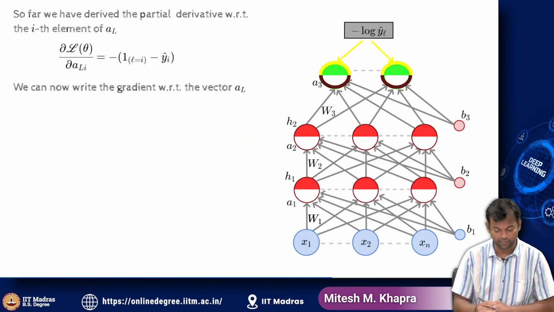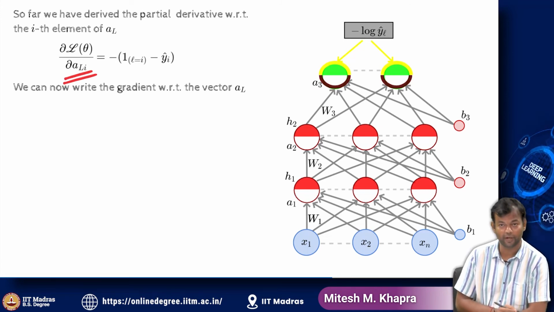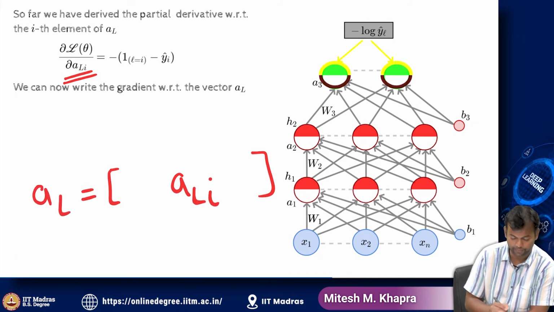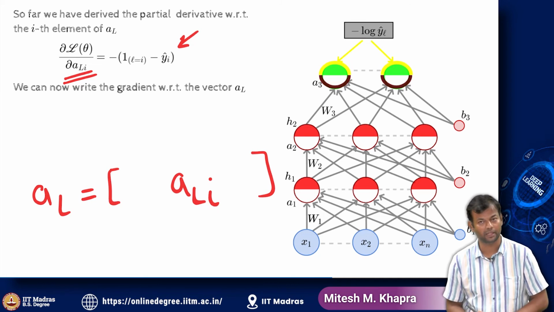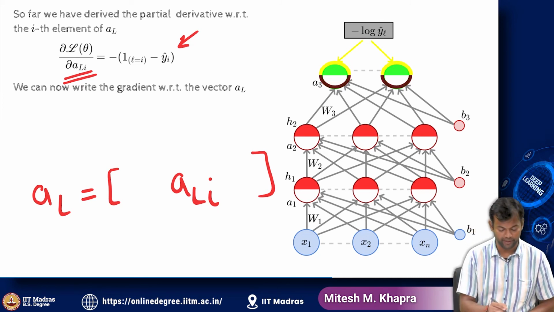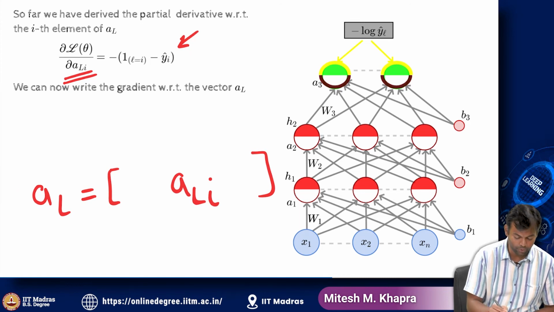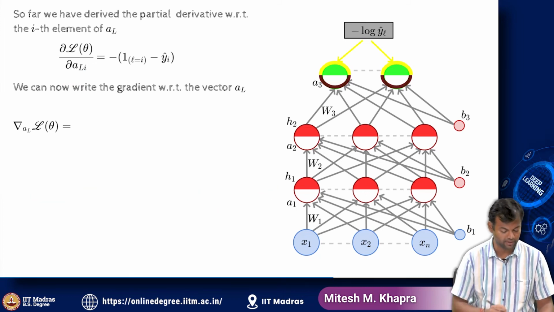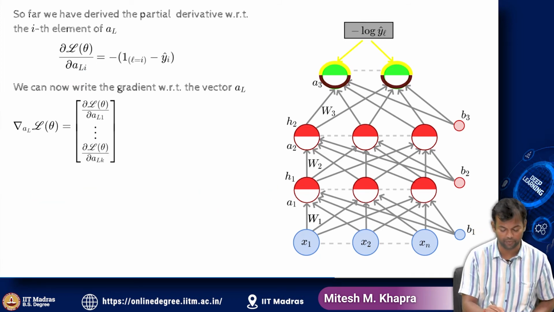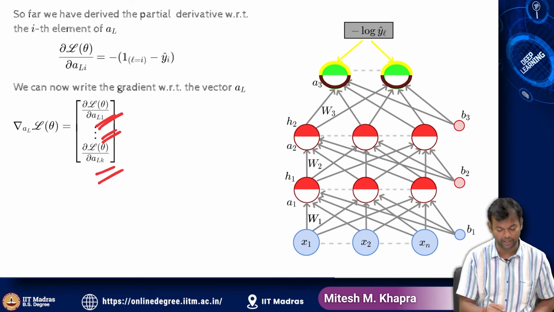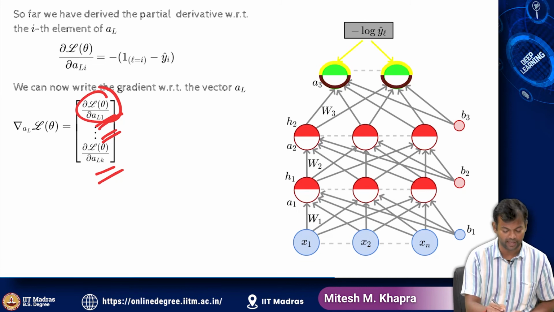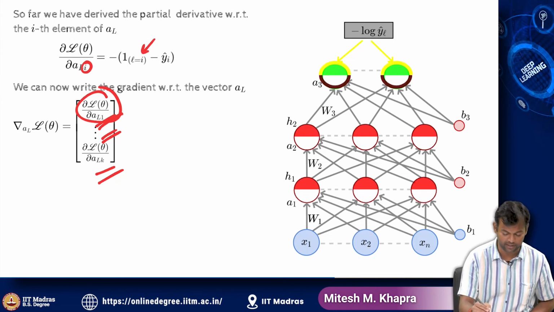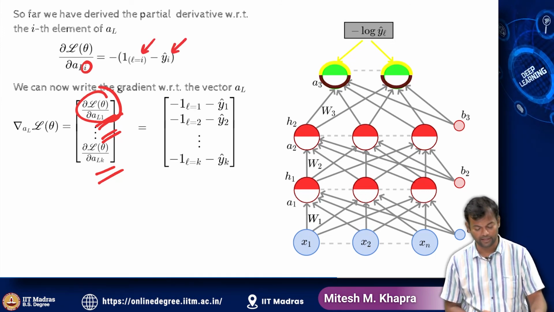So this is where we are. We have the derivative of the loss function with respect to one of the elements of my output vector, and this is what it turns out to be. Now I want to compute the derivative of the loss function with respect to my entire output vector. I know that is just a collection of these partial derivatives, the derivative with respect to AL1, AL2 all the way up to ALk, and I know the formula for each of these, because this formula is for any generic I. So I can substitute I equal to 1, 2, 3, and so on, and this is what I will get.